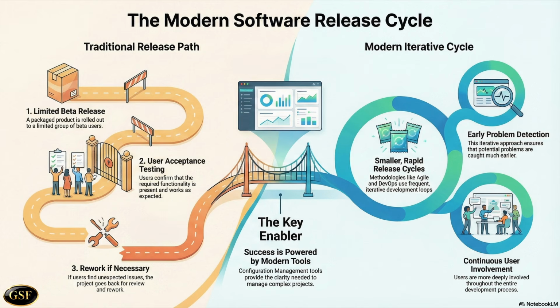Modern methodologies like Agile and DevOps tend to go through smaller, rapid release cycles and iterative development to ensure that problems are caught earlier, and that in large corporate developments, the users are more involved in the whole process. As you can tell, the process of development in a large and complex project with many developers can be complex. But this is made possible by modern configuration management tools, which provide the clarity needed to succeed.